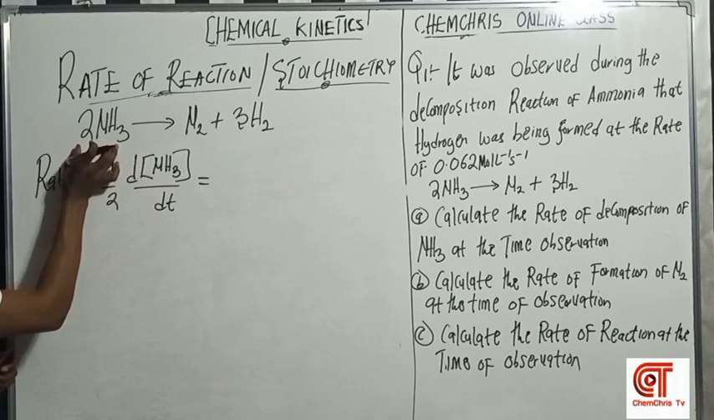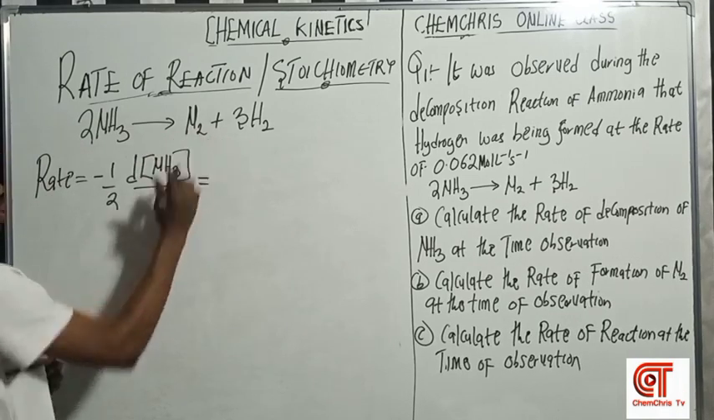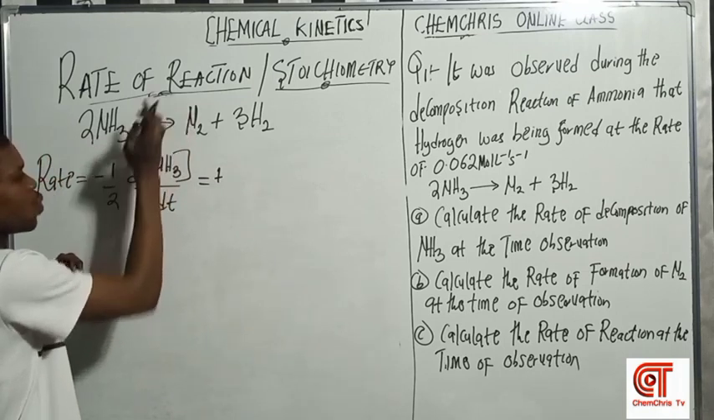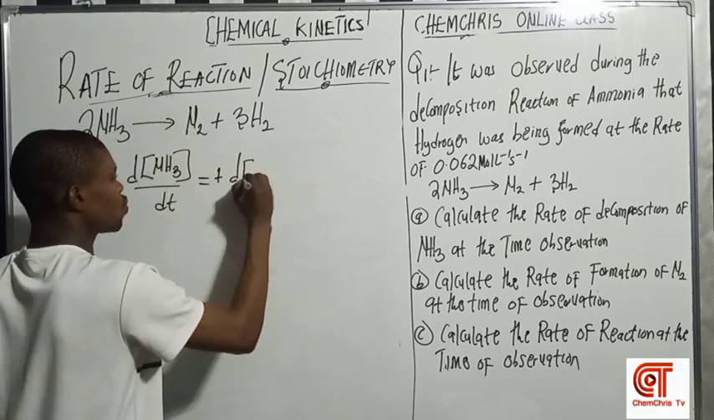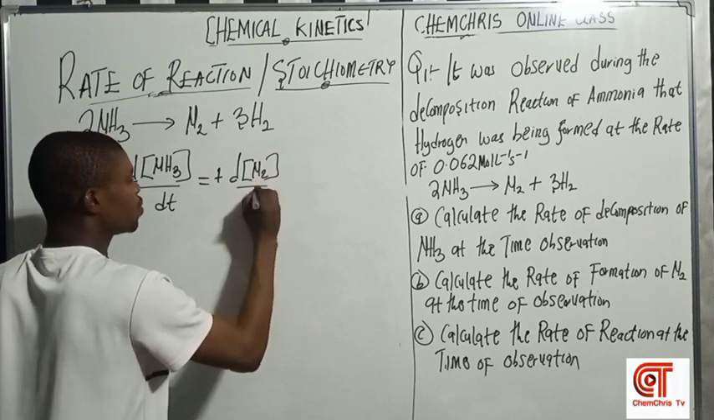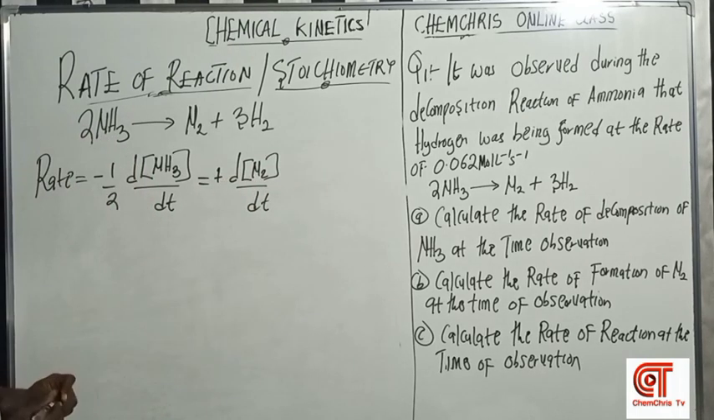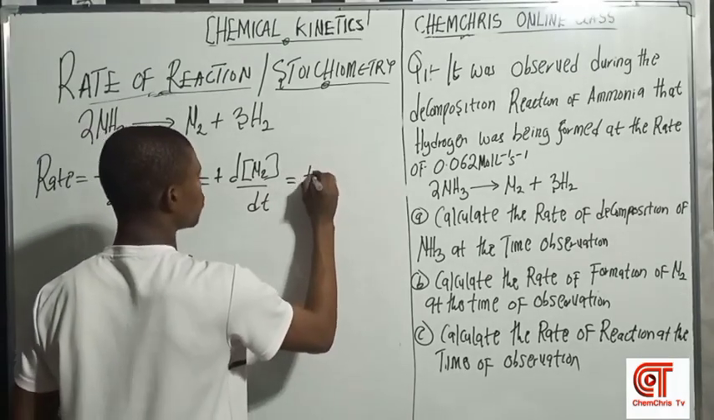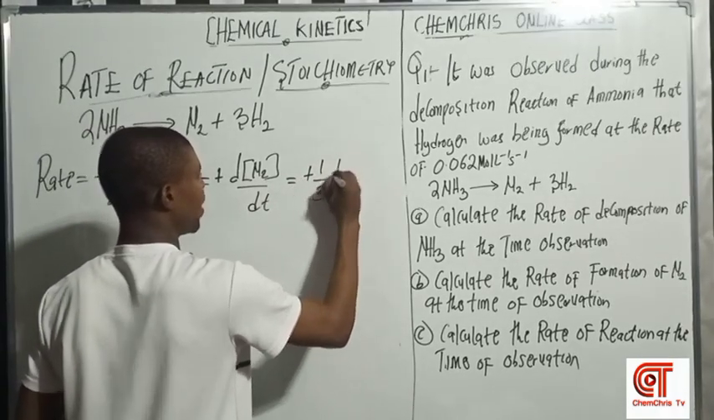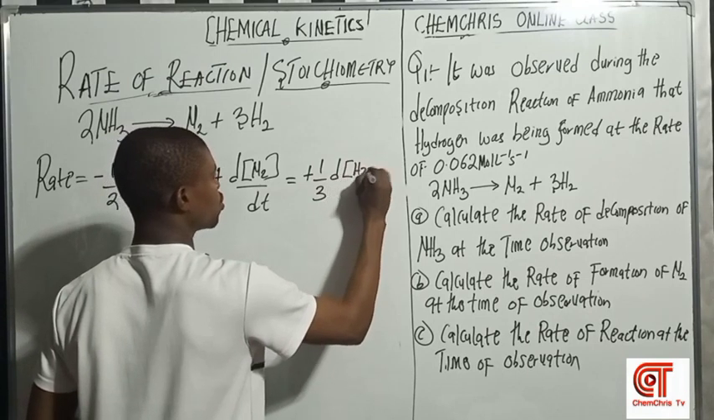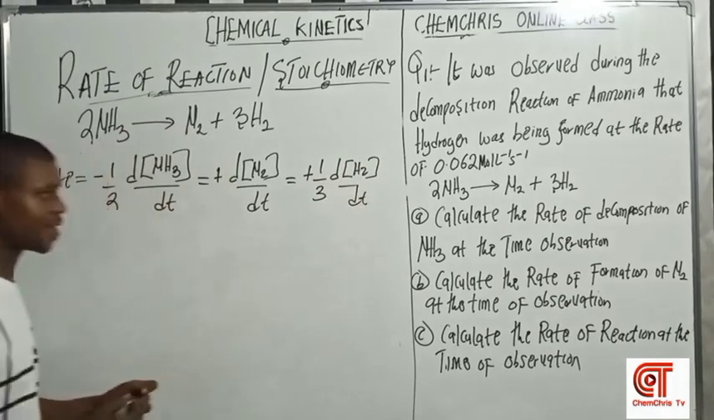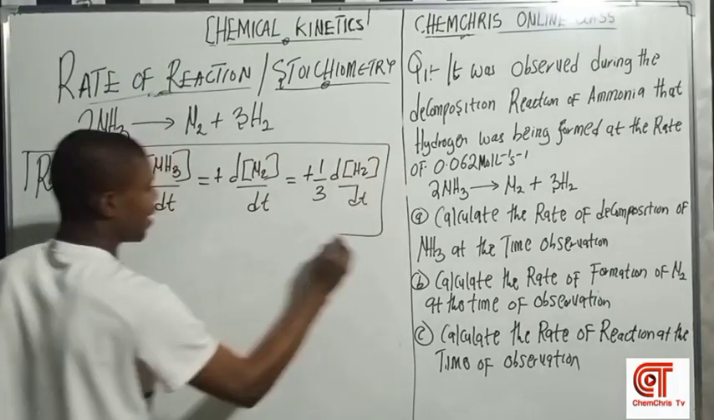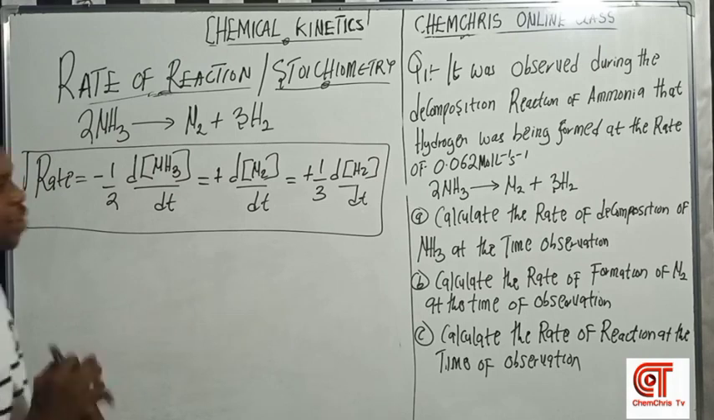Now, I only have one reactant here, but I have two products here. So here it is going to be plus. There is no coefficient here. The coefficient is 1, so it is change in concentration of N2 over change in time. Can you see that? Equal to plus 1 over 3 change in concentration of H2 over change in time. Can you see that? This is the rate of reaction.